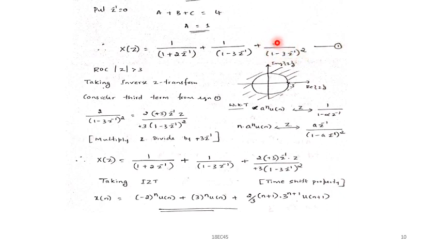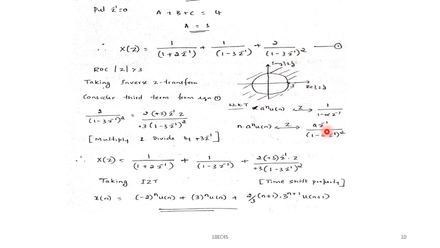If I compare this with our term, taking the 2 outside, it is 1 by 1 minus 3z inverse whole square. In the table it is a z inverse divided by 1 minus a z inverse whole square. So the denominator matches, but in the numerator I have only 1. So I need to obtain this particular term, a z inverse.